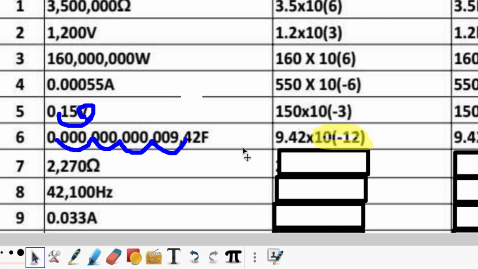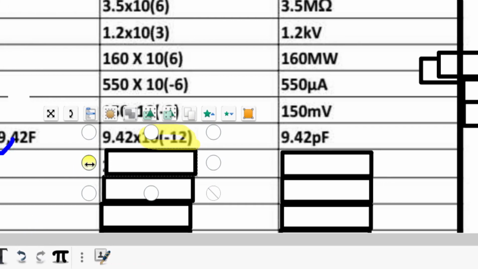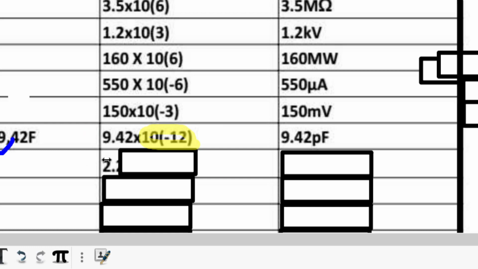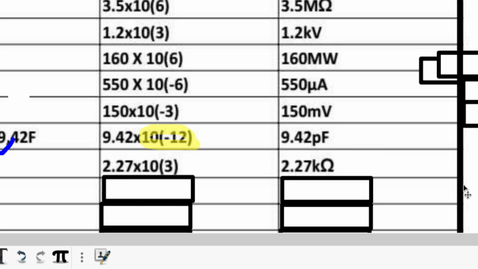All right, the next one is 2,270 ohms. One jump of 3 puts me at 2.27 times 10 to the third ohms, because I had one jump of 3. And 2.27 times 10 to the third tells me kilo. And I was measuring ohms.